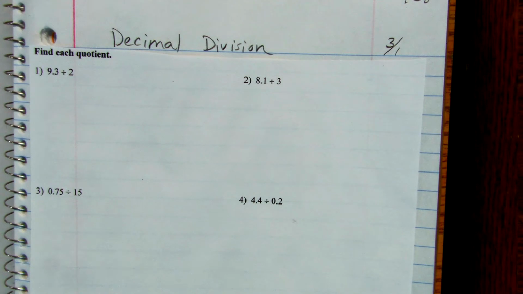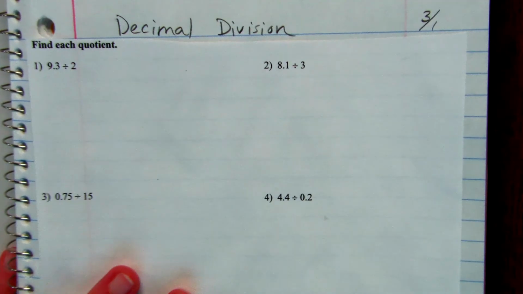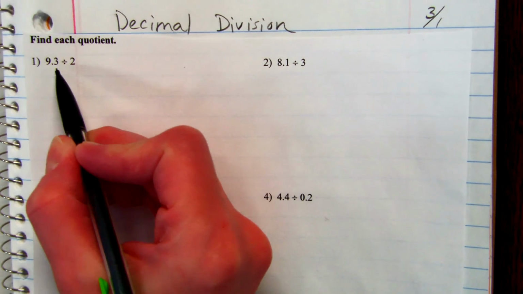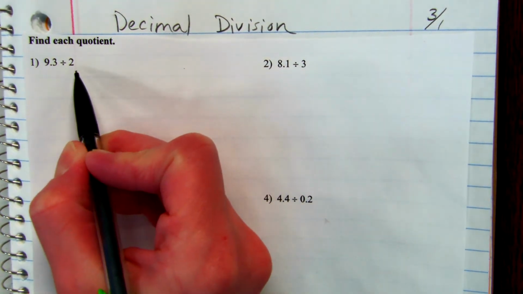Right, so this is our introduction lesson to decimal division. Some of us have done this more than others, but it's a good review. We're going to set up long division for these. So our first question says we're going to take 9.3 and divide by 2.